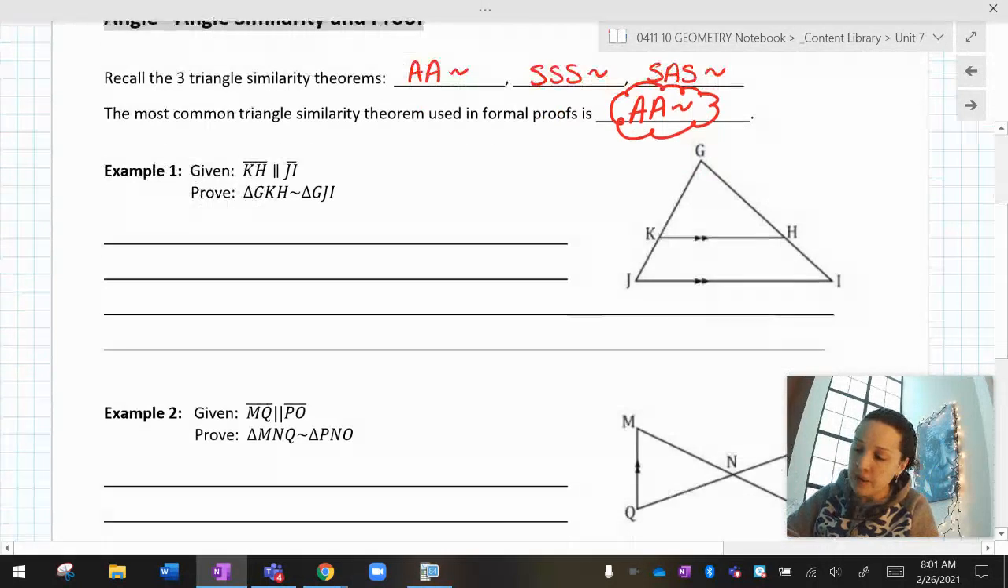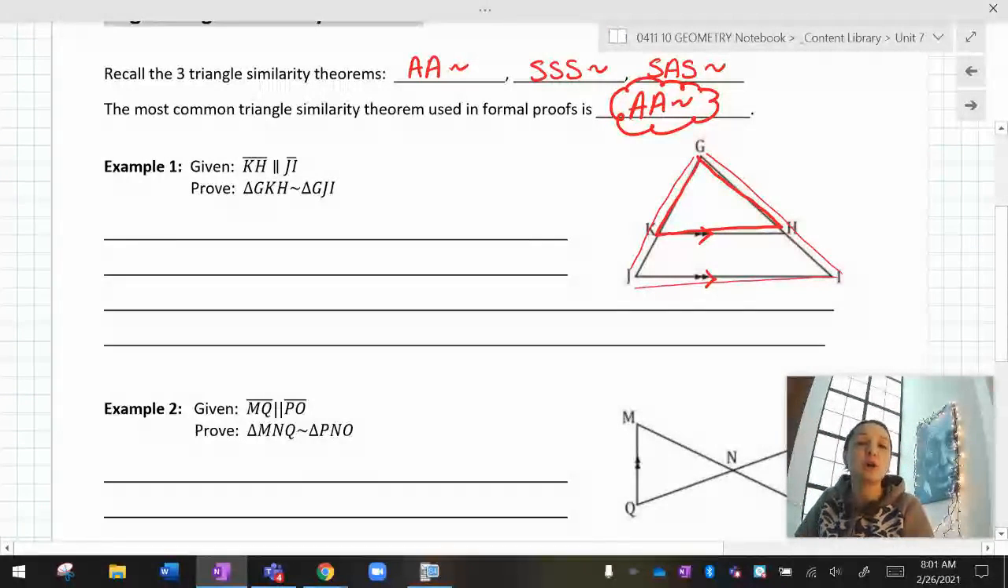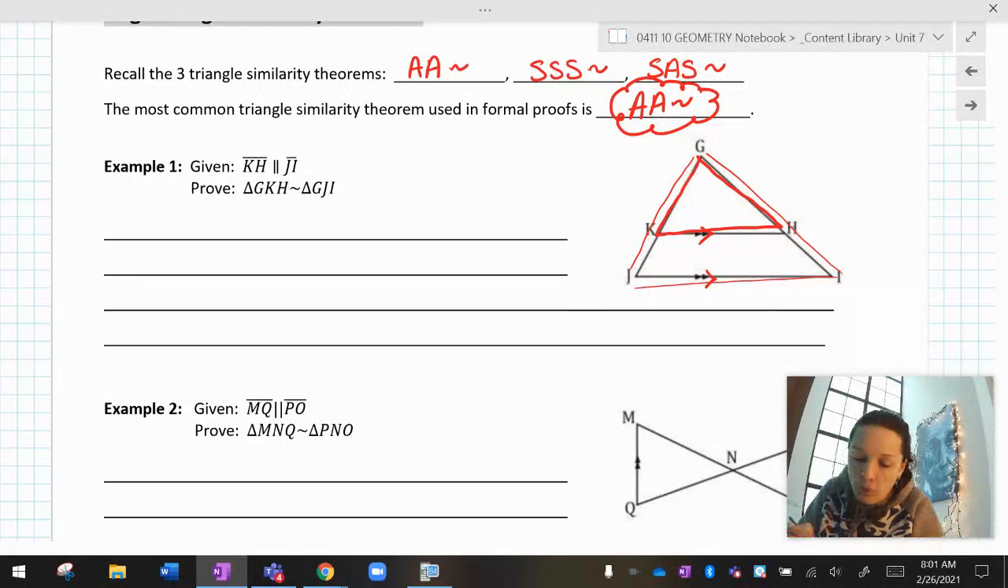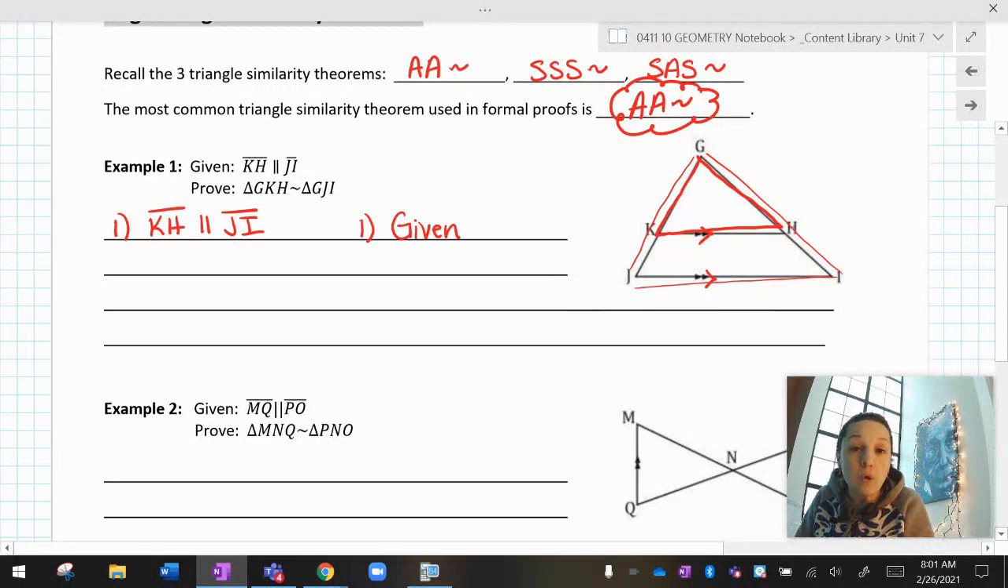So let's do that. In this first one, it says, given that KH is parallel to JI, prove that the triangle GKH, the top one, is similar to GJI, the entire thing. Now, we've already talked about the fact that they are similar. Now we're going to prove it, in a proof. This proof is going to start the same way all our proofs do. I'm going to restate the givens. KH is parallel to JI, and that was given to us. Now, let's use that given.